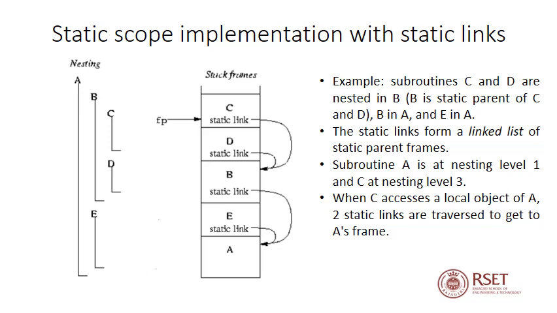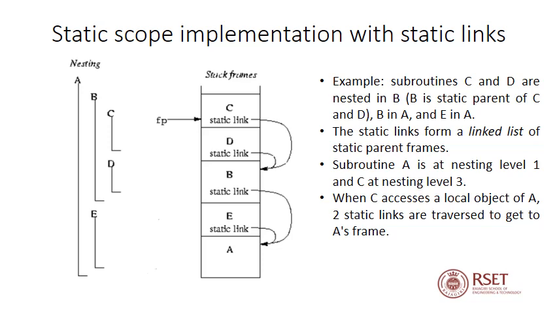Subroutines C and D are nested in B. B is a static parent of C and D. B is nested in A. E also is nested in A. The static links form a linked list of static parent frames. Subroutine A is at nesting level 1 and C is at nesting level 3. When C accesses a local object of A, two static links are traversed to get to A's frame.